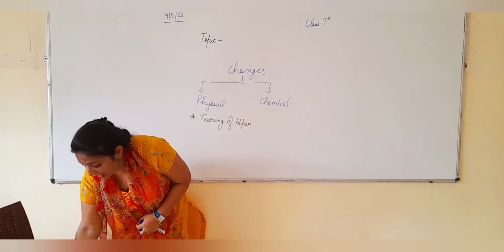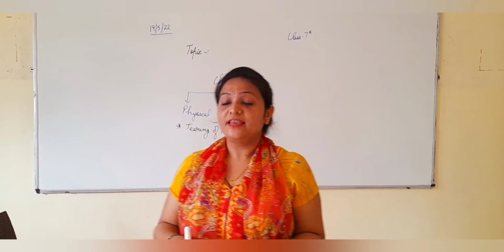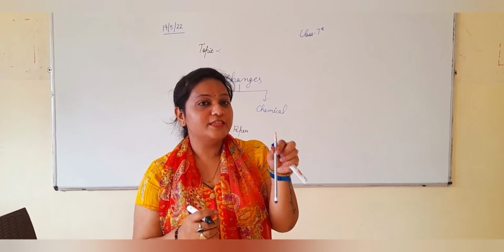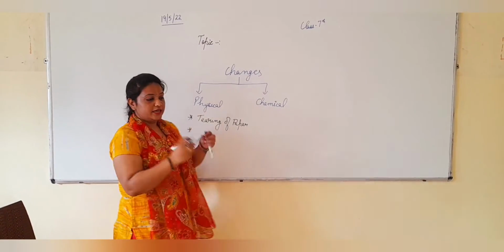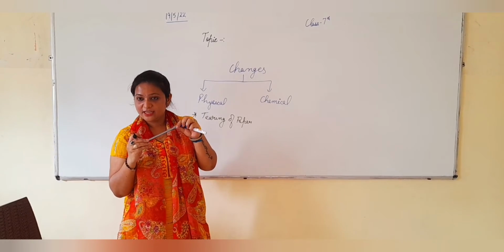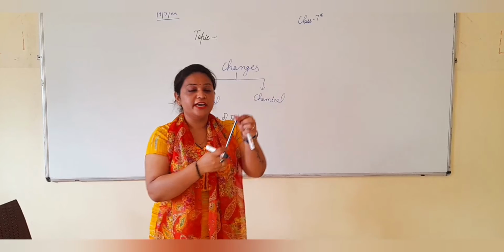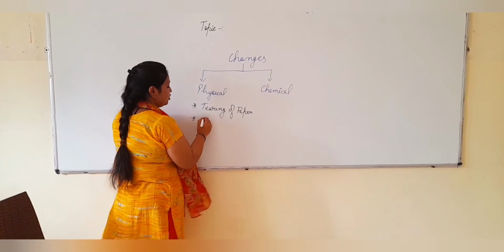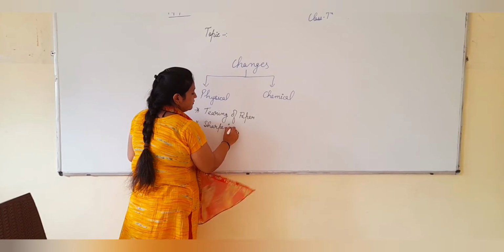Very good. I have also shown you some more examples. Can you tell me? Yes. Sharpening of a pencil is also a physical change, because there is no new product. This is made of wood, and when we sharpen it, we again get wood, not an iron pencil, right? So sharpening of a pencil is also a physical change.